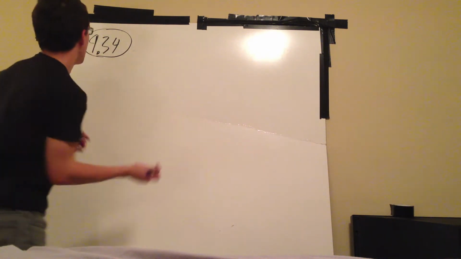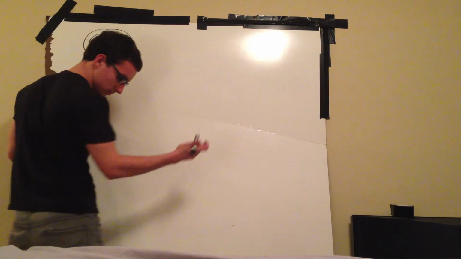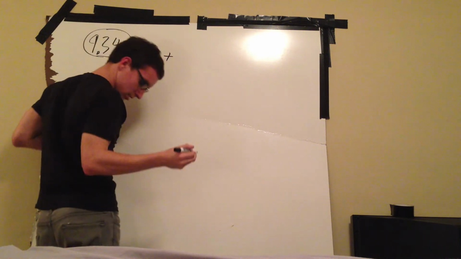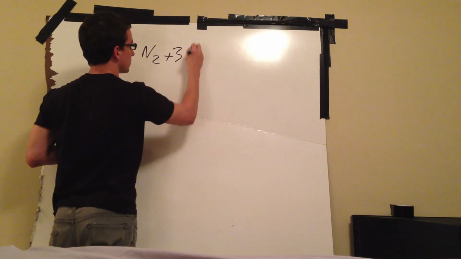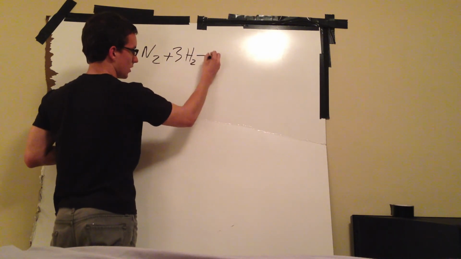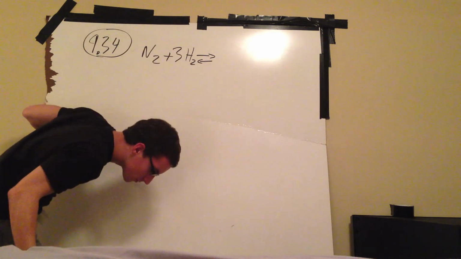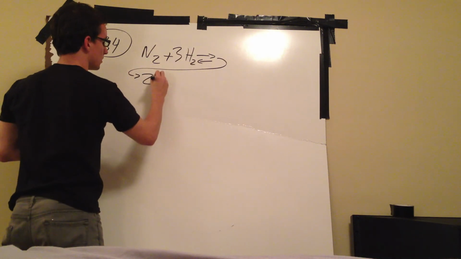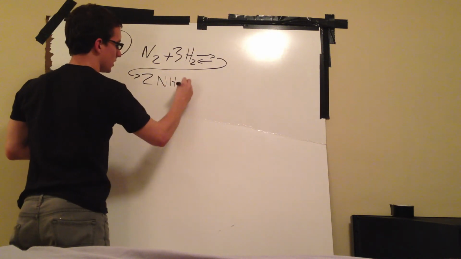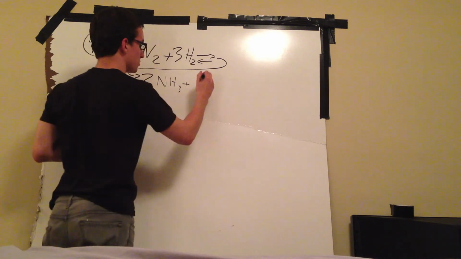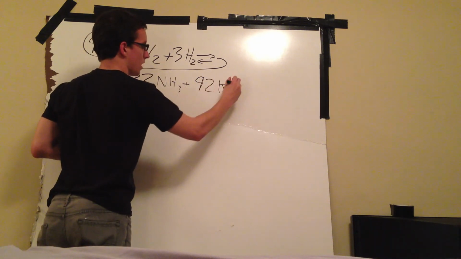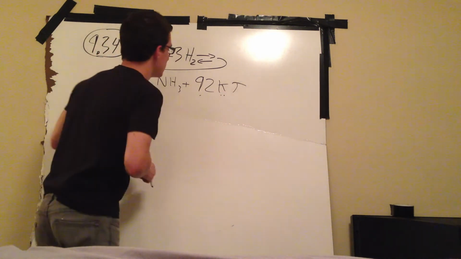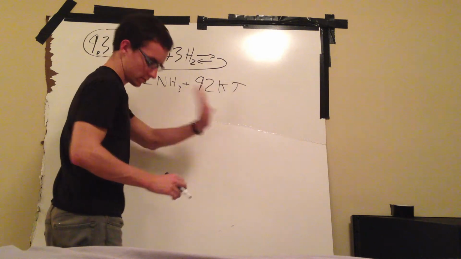All right, this is easy. So let's start off by writing our formula. And it's N2 plus 3H2 yields, reversible reaction, 2NH3. Let's draw our products down here. Plus 92 kilojoules. These kilojoules, that's heat, temperature. That's what that is. So don't let that confuse you. It's a very simple thing. All it is is heat. No big deal.